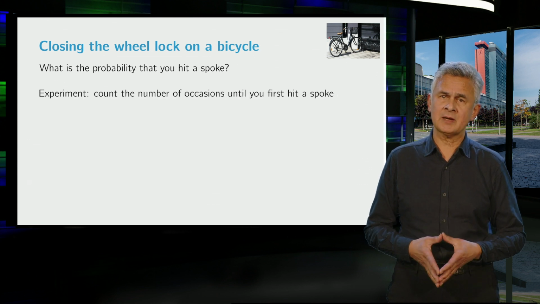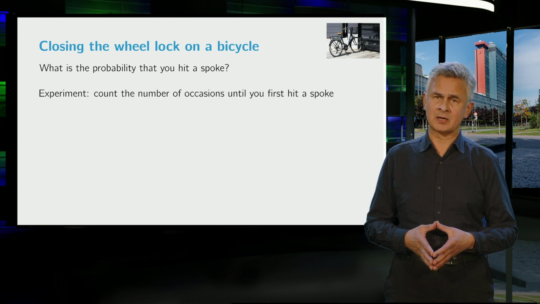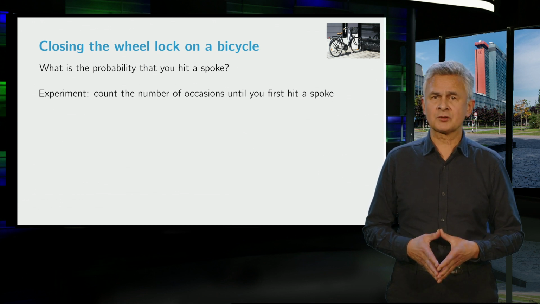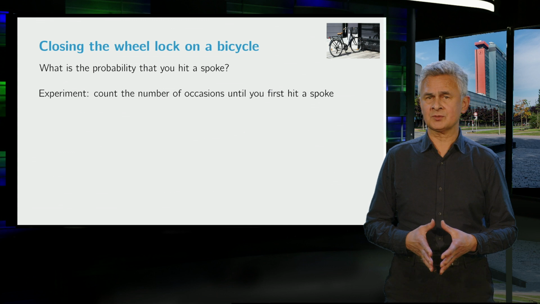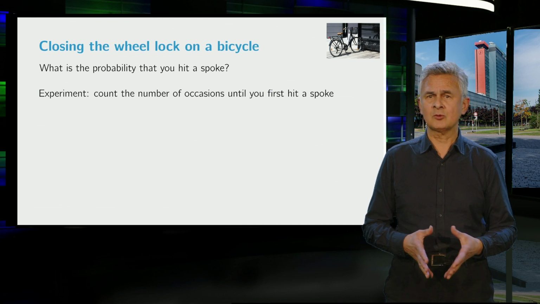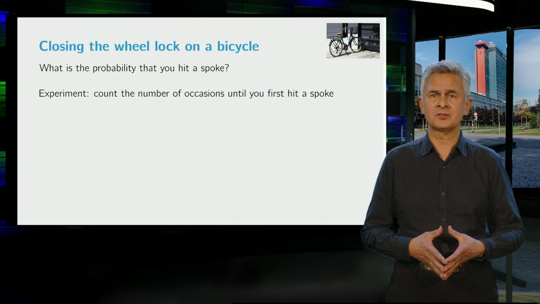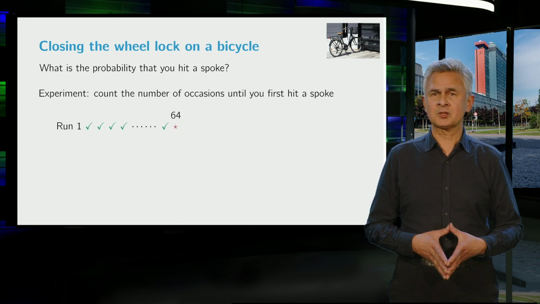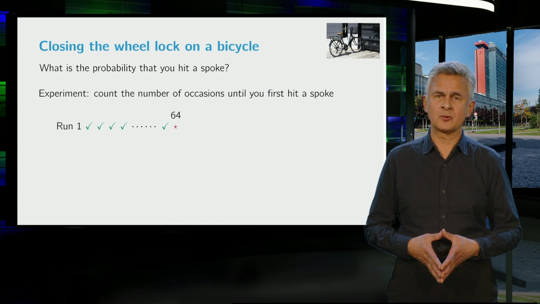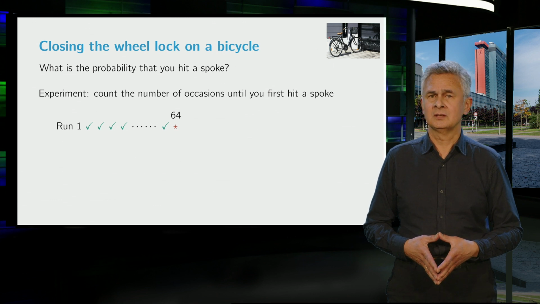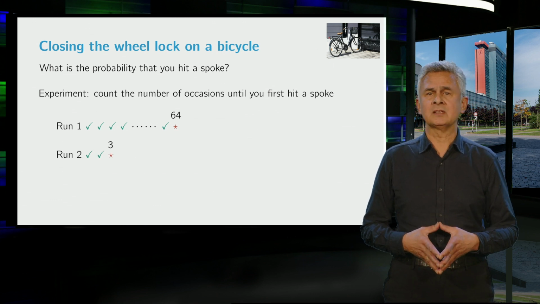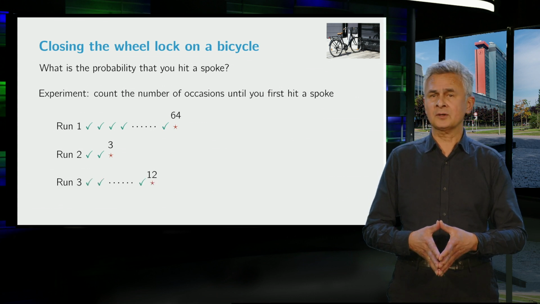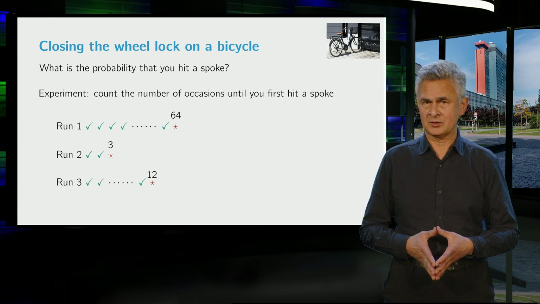Let us try to estimate this by means of an experiment. Suppose someone conducts the following experiment 3 times. That is, count the number of occasions it takes until you first hit a spoke. In the first experiment, it takes 64 occasions. In the second experiment, it takes only 3 occasions. And in the third experiment, it takes 12 occasions.